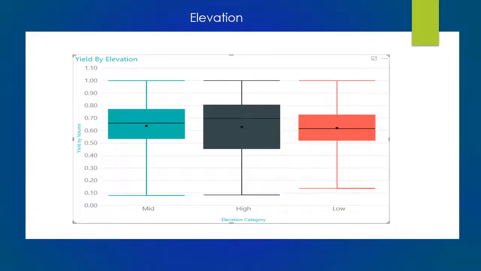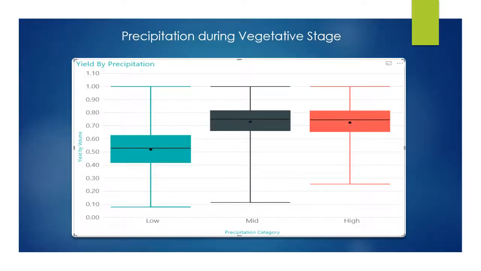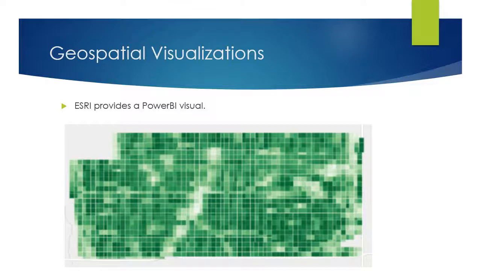Here we have a box and whisker plot showing the relationship between elevation category and yield. And here we have another showing the relationship between yield and precipitation during the vegetative stage of the crop's life cycle. And here is a geospatial rendering of the farm field, again created using Power BI. High yield is represented using darker colors, low yield with light colors.